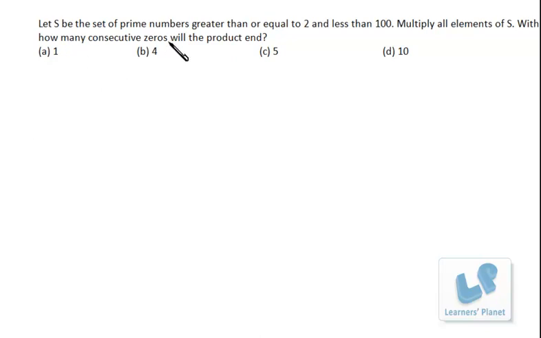Let S be the set of prime numbers greater than or equal to 2 and less than 100. Multiply all elements of S. With how many consecutive zeros will the product end? That means we have to multiply all the prime numbers from 2 to 100. So it's 2 into 3 into 5 into 7 into 11 till 97.